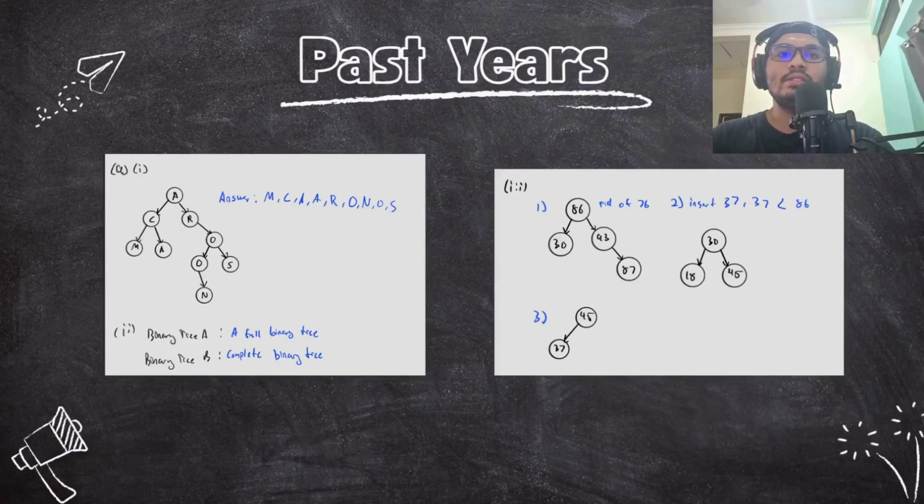18, because it's smaller than 86, and 30 but bigger than 18. 45 becomes its new root and 37 is placed as the left child on subtree root 45. Moving on to question B.